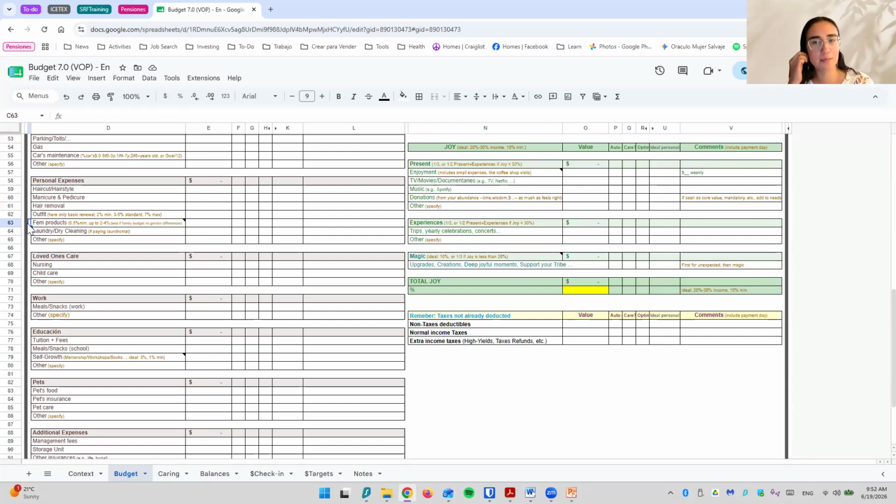A basic example, for instance, earrings. That's something I like to use. Probably it is very women focused, but that's something that is an extra thing in my budget. So that would be something to put there, for instance, if I feel good with that.